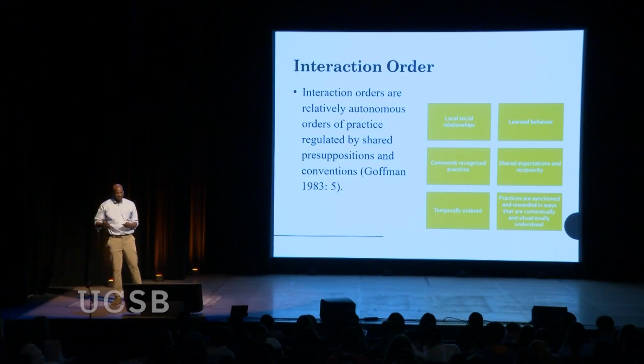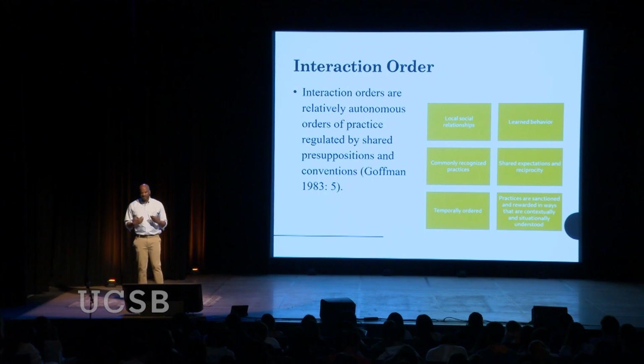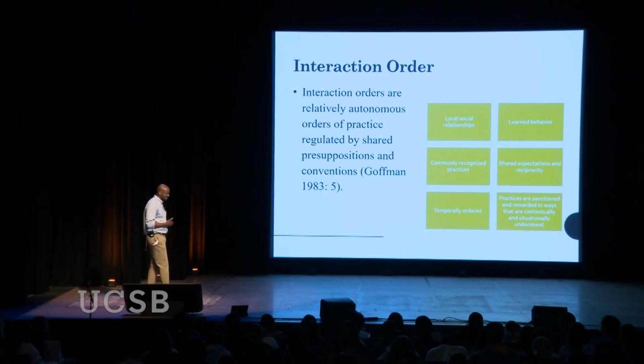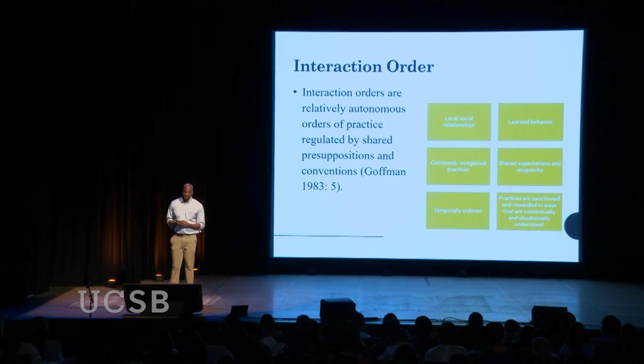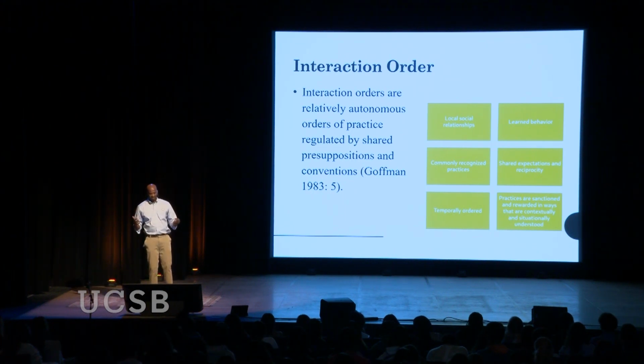Now, in all of those broad ways of me studying autism, food insecurity, inequality, I have a methodological way I think about these problems or issues, but I also have a theoretical orientation called the interaction order that was first presented by Erving Goffman in 1983 during his presidential address. And Goffman says, interaction orders are relatively autonomous orders of practice regulated by shared presuppositions and conventions.